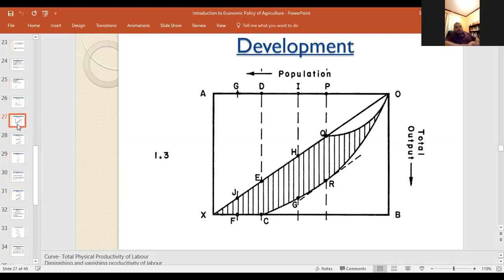Now, if you invert that, you'll see that what it actually is is nothing beyond the total product curve. You'll see output on your y-axis, if you call it that, and you see population on your x-axis. And population, of course, can also represent, in our model of economic development, labor. So therefore, this is a total productivity curve.